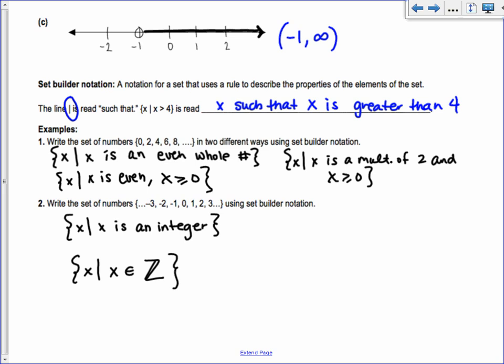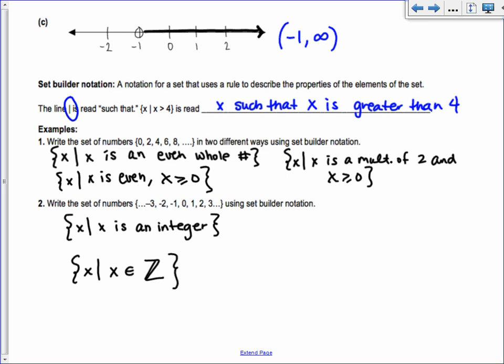Not quite equal, close though. You guys remember that the Z means integer, right? And the little fancy e means it's element of. So x such that x is an element of the integers. Basically it's just one of the integers. So that's a fancy way of writing that.